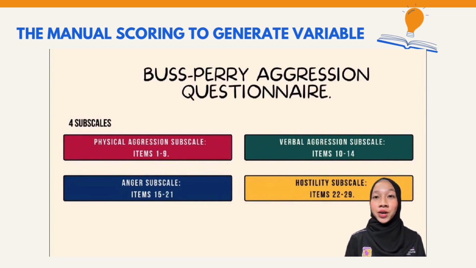So today, I will continue to explain the manual scoring to generate variables related to the past period aggression questionnaire. In this questionnaire, there are 5 subscales: the physical aggression subscale, items 1 until 9; the verbal aggression subscale, items 10 until 14; the anger subscale, items 15 until 21; and the last one is the hostility subscale, items 22 until 29. The score for each scale is the sum of the ratings for each item.